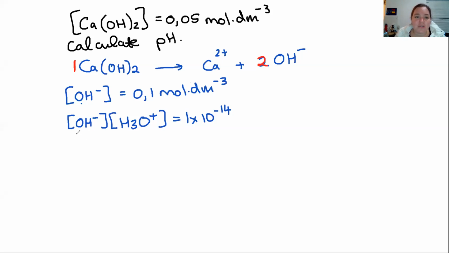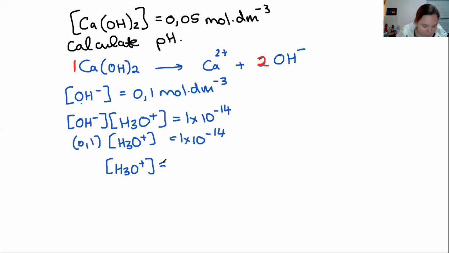All right, so over here we got 0.1 times the concentration of H3O plus goes to give you 1 times 10 to the minus 14, and therefore our concentration of H3O plus is going to be 1 times 10 to the minus 14.